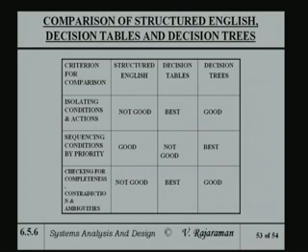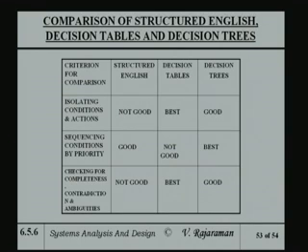Now, the criteria I have compared are isolating conditions and actions. Which one of them isolates conditions and actions better? Which one is good at sequencing conditions by priority? Which one is good at checking completeness, contradictions and ambiguities? In other words, the logical correctness of a set of conditions.